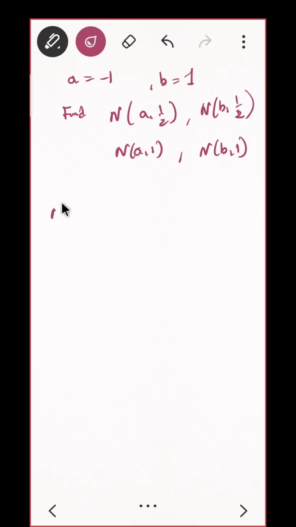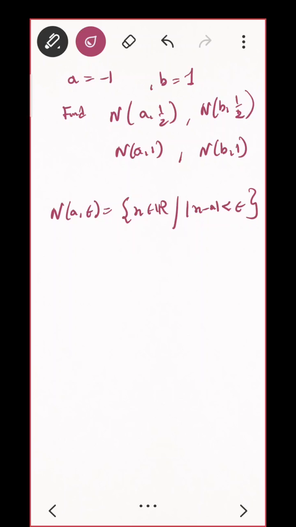First write the definition. N of e comma epsilon, that is the set of all x belonging to real numbers such that mod of x minus e is less than epsilon, correct? Is that clear everyone? Yeah, okay. Now the question, let us do a simple exercise.